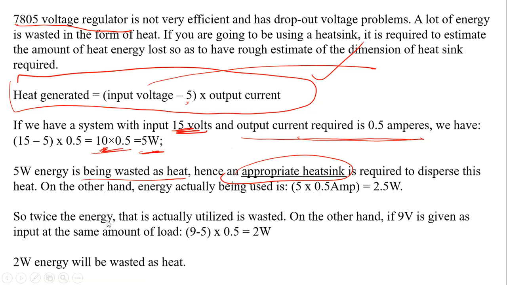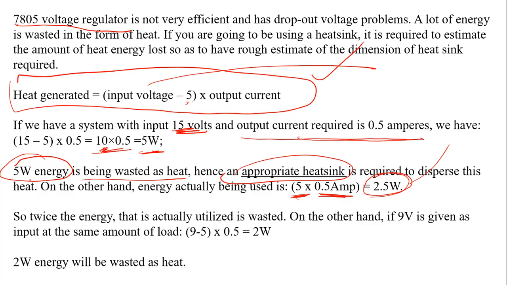Okay, so here you see that the actual amount of usable power will be the 5 volt power which is connected to the output, and the current in the output circuit, that is 0.5 ampere. It will be 2.5 watt. Only 2.5 watt is the usable power. So the power wasted here is 5 watts. So you see that twice the energy which is actually utilized is wasted here also.